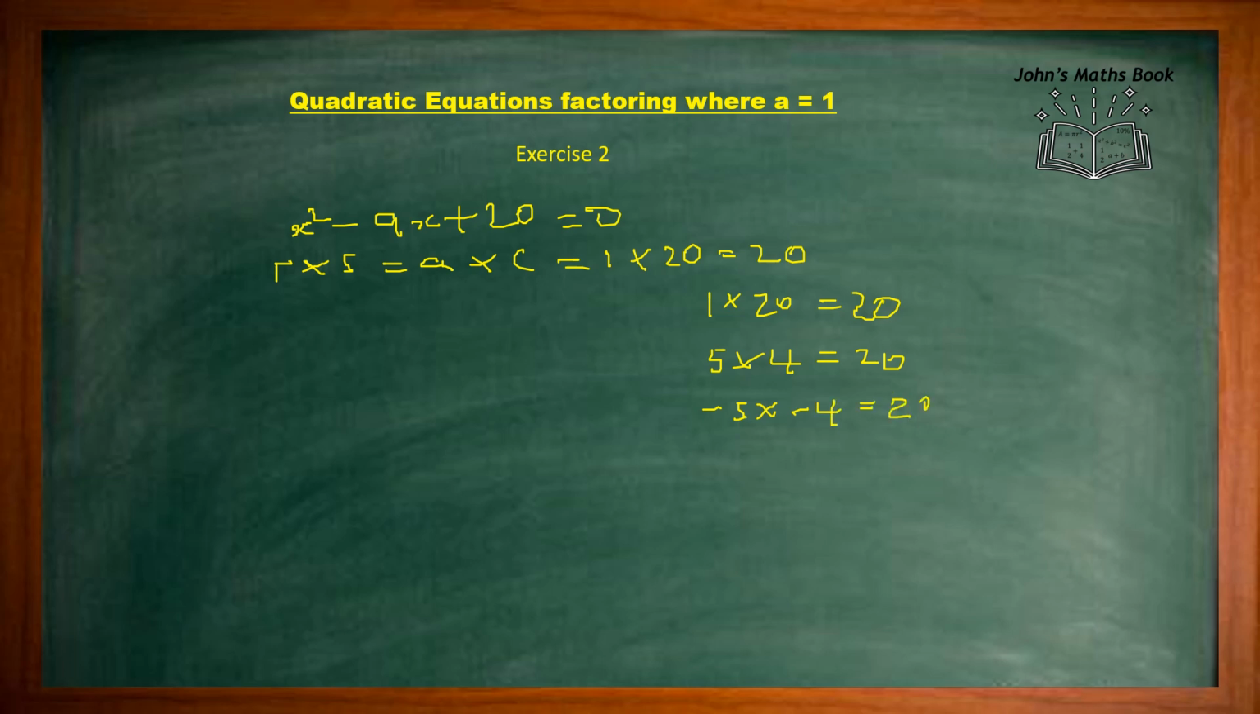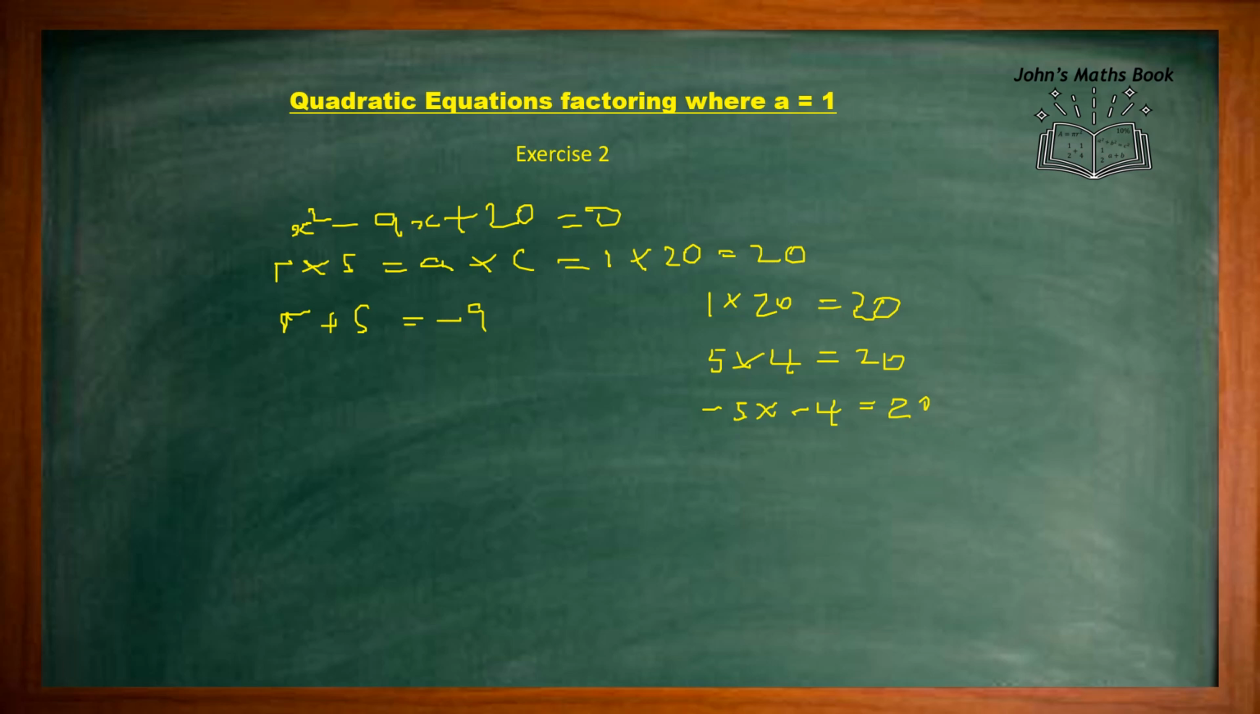So in the first case, we need to find r plus s, which is equal to b, which in our case is minus 9. So we need 1 plus 20, that doesn't add up to minus 9. 5 plus 4 adds up to 9, not minus 9, but minus 5 and minus 4 adds up to minus 9. So they are our numbers that we need for r and s.